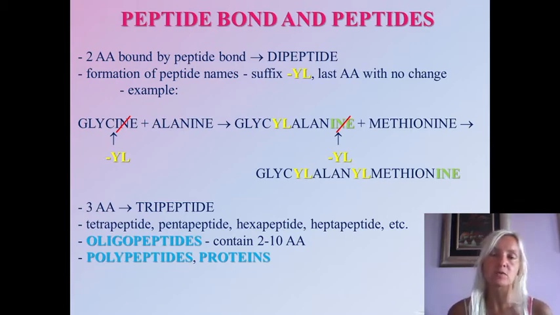huge molecules, proteins. Notice here that the number of peptide bonds in a certain peptide is always the number of amino acids minus 1. So a dipeptide has 1 peptide bond, a tripeptide has 2 peptide bonds, and so on and so on. Continue the sequence and make your own examples.